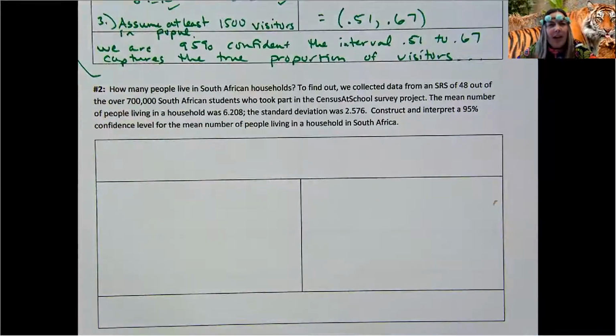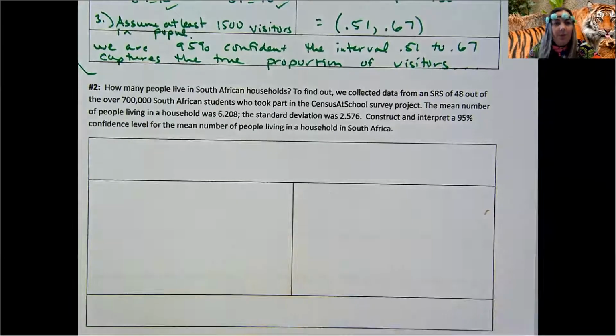All right, number 2. Change colors. How many people live in South African households? To find out, we collected data from an SRS of 48 out of the over 700,000 South African students who took part in the Census School Survey project. The mean number of people living in a household is 6.208, and the standard deviation was 2.576. Pause!